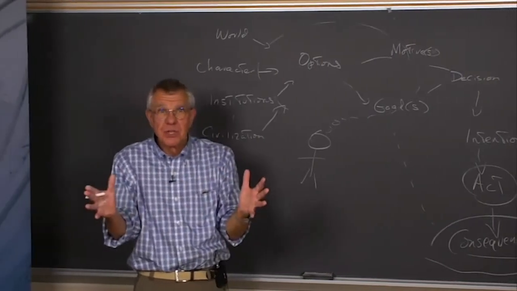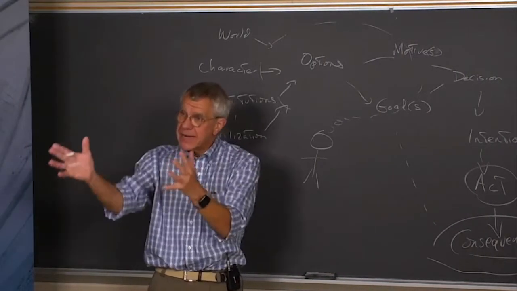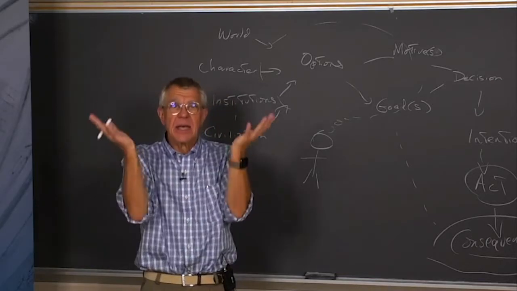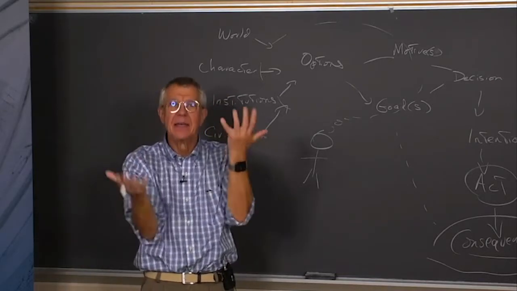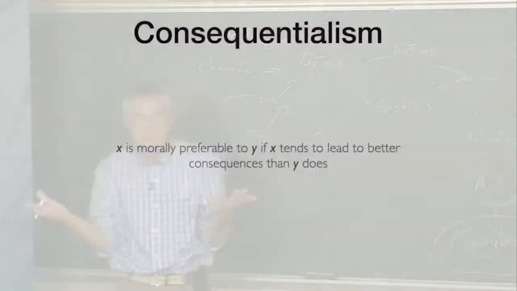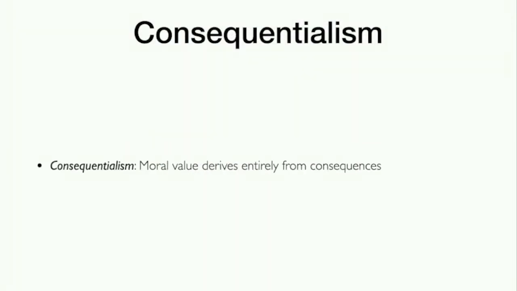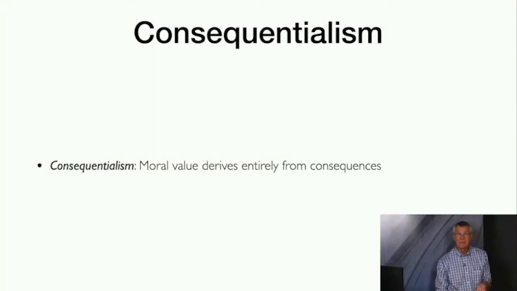So there can be many versions of this thought. But nevertheless, the basic idea is this thing is better than that thing if it has better consequences. End of story. Well, in a way, that's simple enough. Notice this is something that says the moral value derives entirely from the consequences. Everything else is built on top of consequences. And that's what gives it the name, consequentialism.